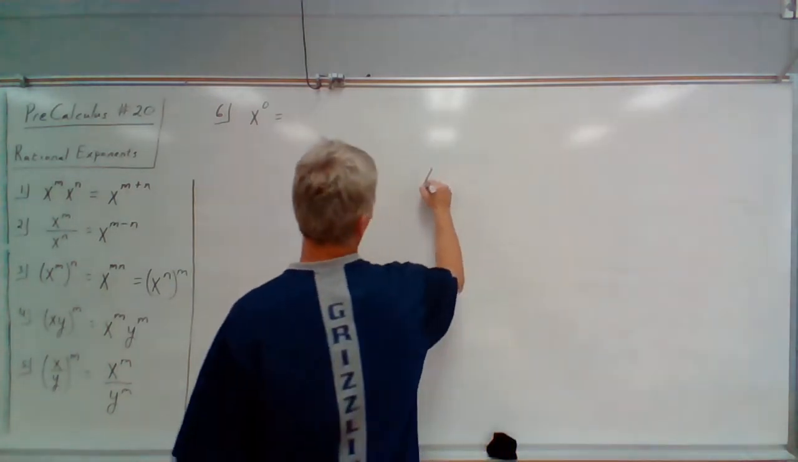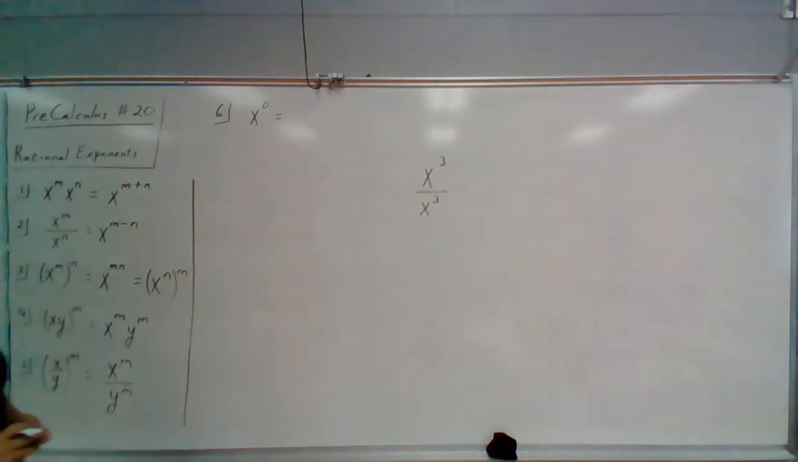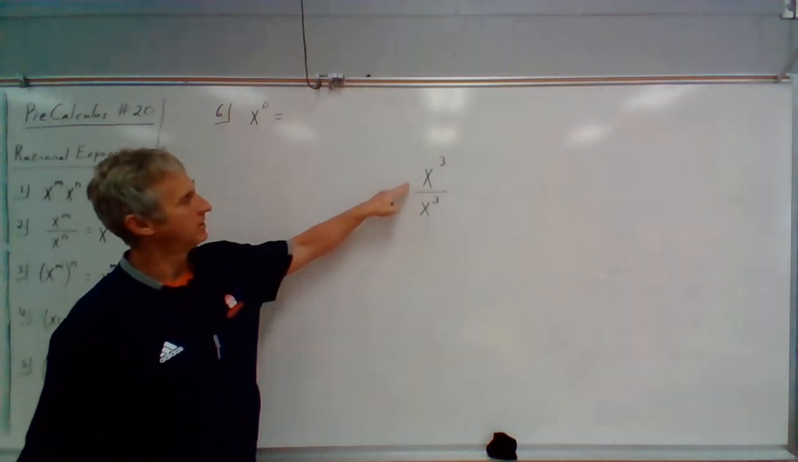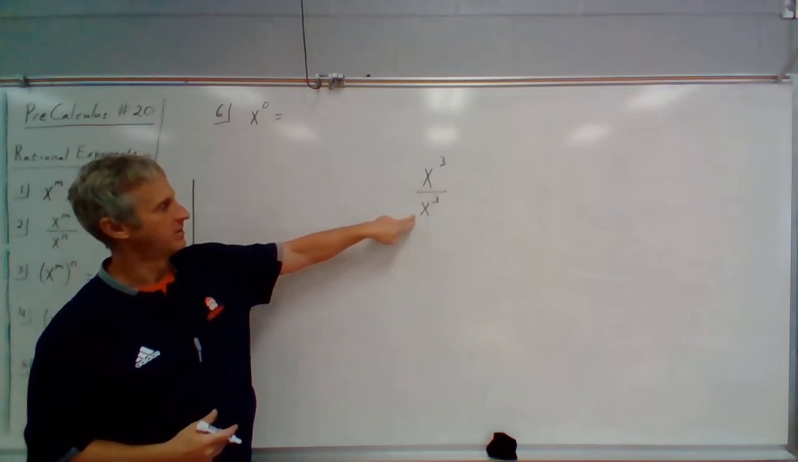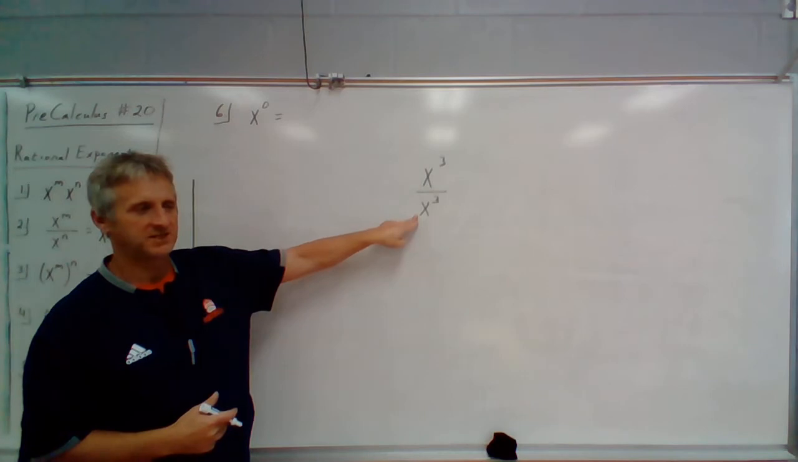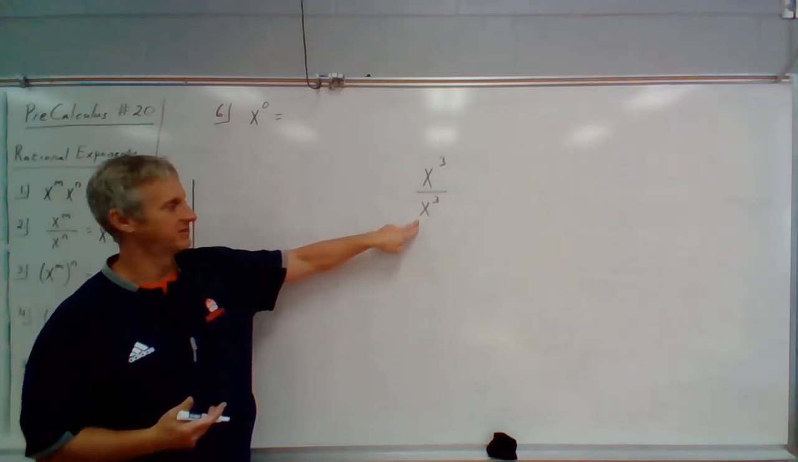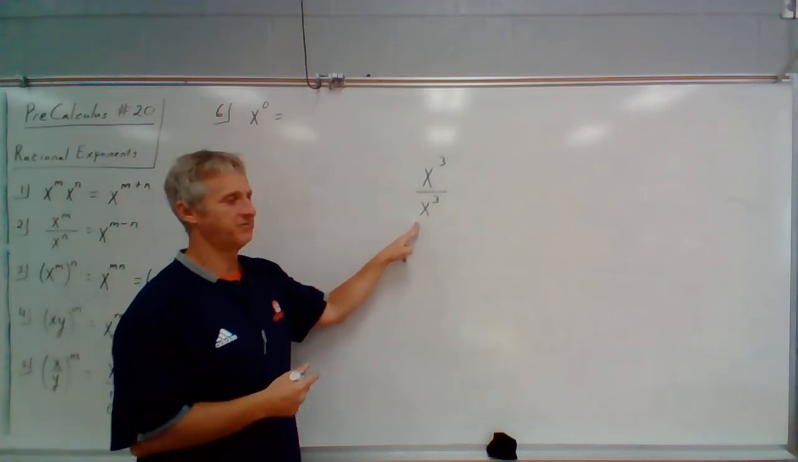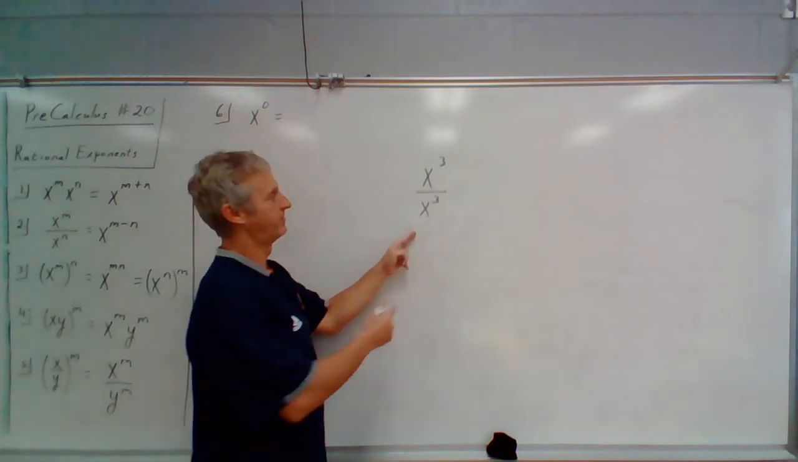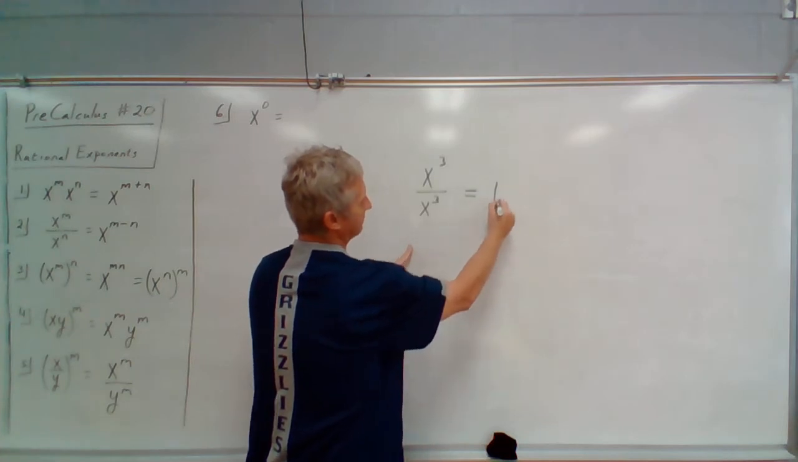All right, so suppose, for example, that I had x to the third over x to the third. All right. So the numerator and the denominator are equal to each other. So if I divide something by itself, what do I always get? What's my answer? Well, 7 divided by 7 is 1. 10 divided by 10 is 1. Anything divided by itself, other than 0, you can't have a 0 on the bottom, but anything divided by itself is always equal to 1.